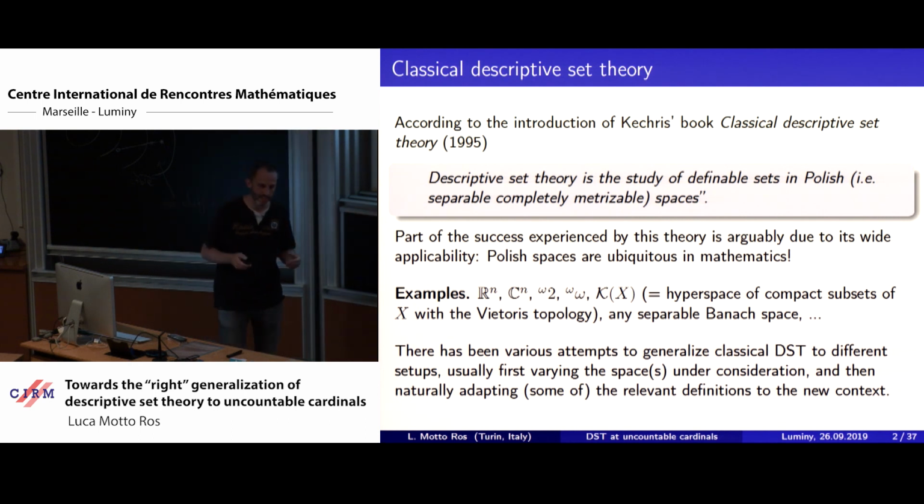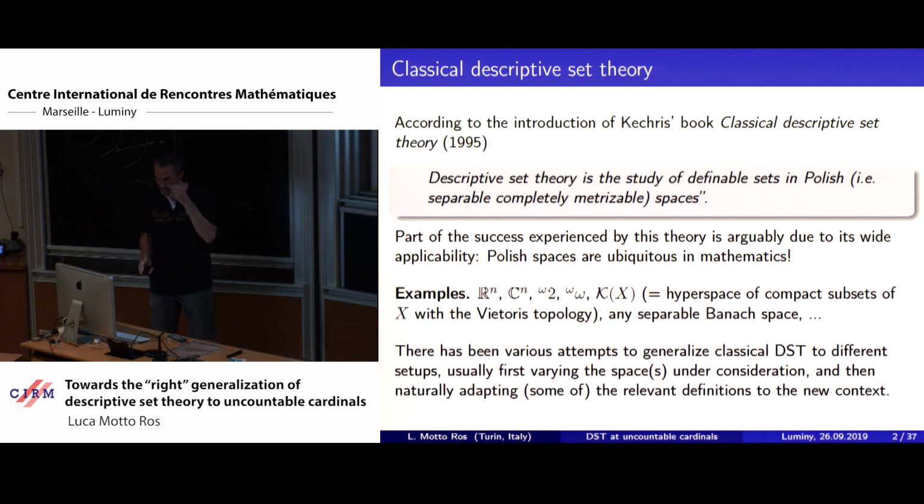Usually the idea is you change a bit the class of spaces and see if you can still run a beautiful theory like classical descriptive set theory. There are many approaches to this, many instantiations of this. I take three of them in chronological order.